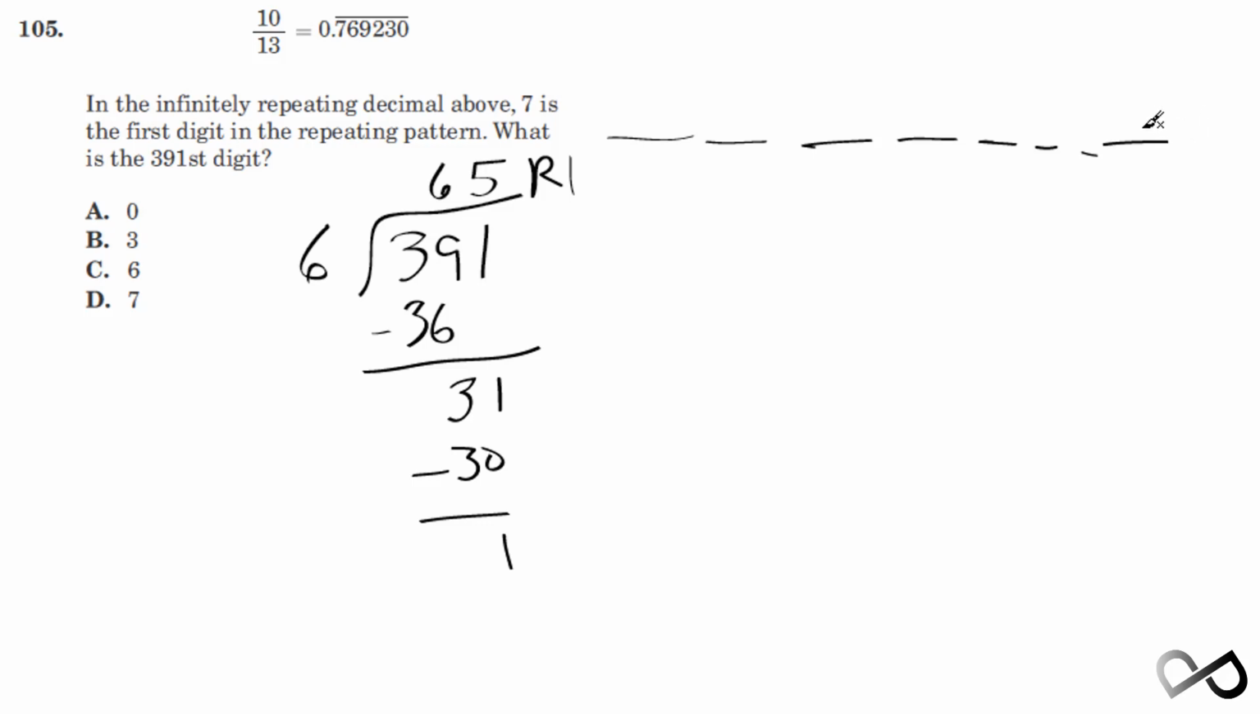And then the following number is going to be a 7, because the first digit here is a 7, right? So it's going to be 7. So that is going to be the 391st number, which is choice D. So if this was a remainder 2, then the next digit would be a 6. If there was no remainder, if it was remainder 0, meaning that the number that they gave us was a multiple of 6, then the answer would have been 0. Okay, it would have just ended with this digit 0.